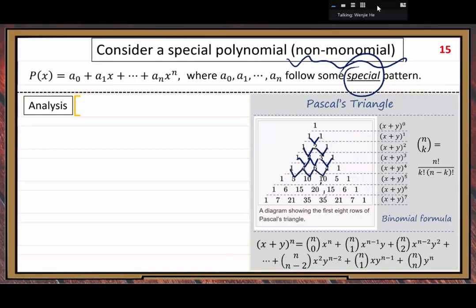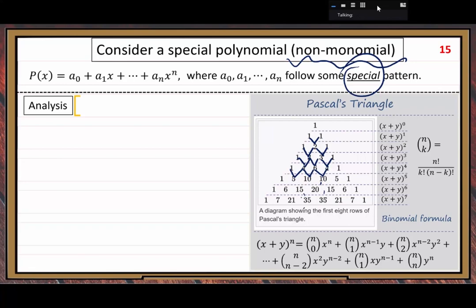All the way down. That property always holds. 20 equals 10 plus 10. It always satisfies that property. 35 equals 15 plus 20. So that's the well-known Pascal's triangle. All right.